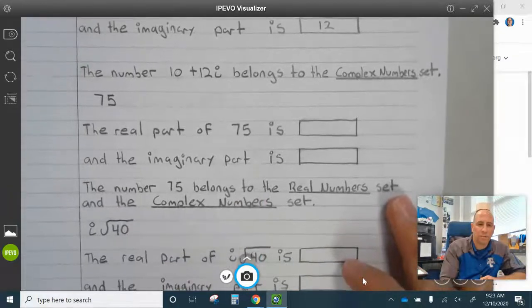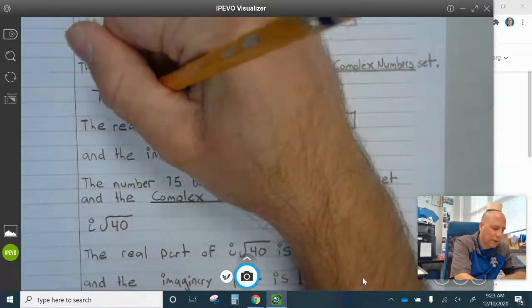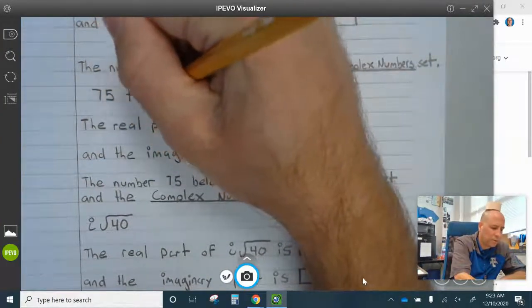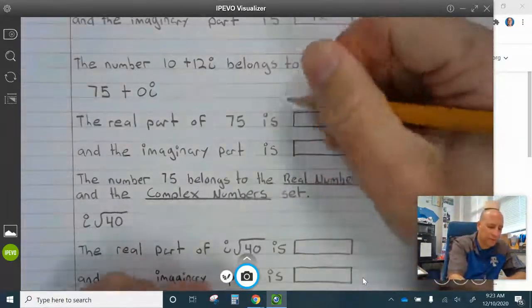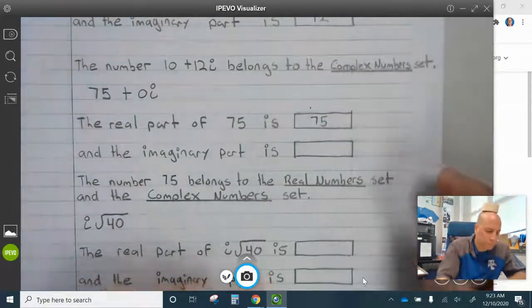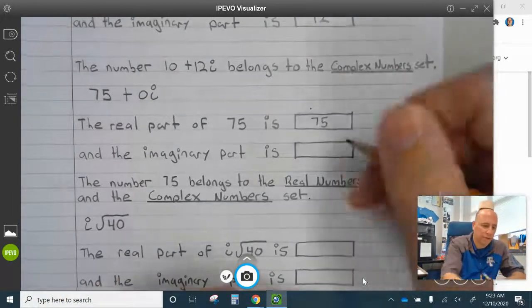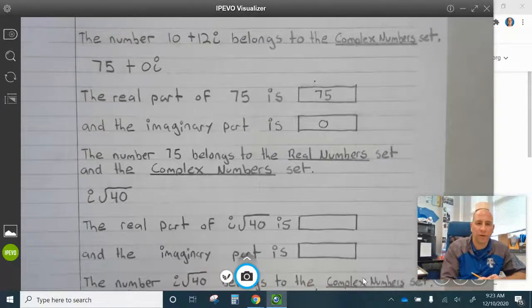Okay, now let's take a look at 75. Now, we can write that as 75 plus 0i. So the real part of 75 is 75, and the imaginary part is 0. The number 75 belongs to the real number set and the complex number set.